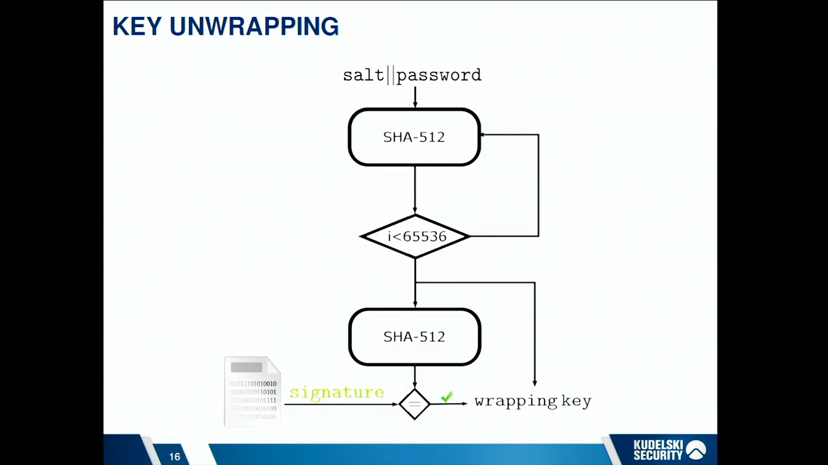To unwrap the key and then use it for file decryption, it's quite similar. You input a salt and a password. You hash it 65,536 times. You output the wrapping key. You hash the intermediate result one more time, and you obtain a signature. Then you compare the signature with the signature stored in the file. If there is a match, you know that you have generated the correct wrapping key.